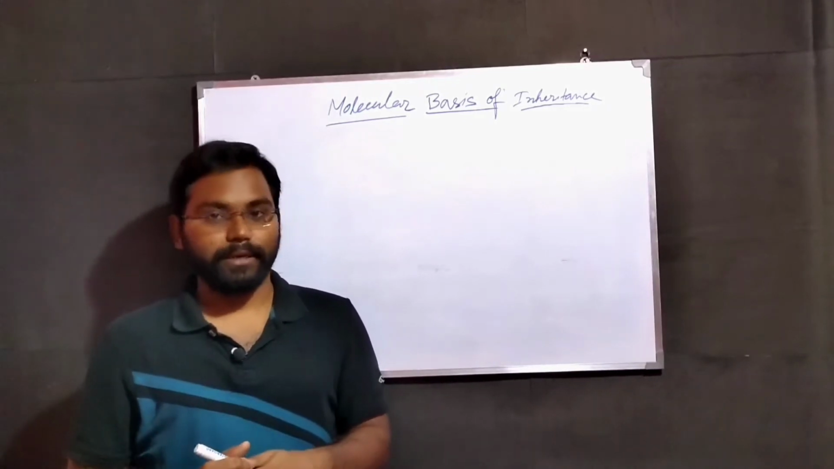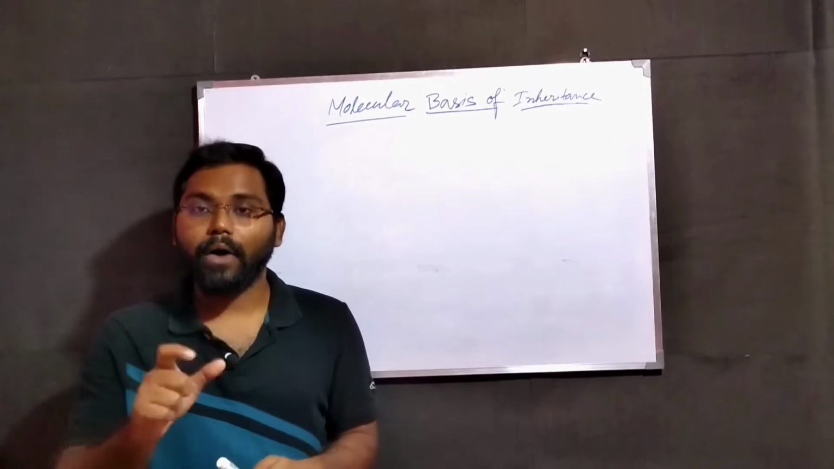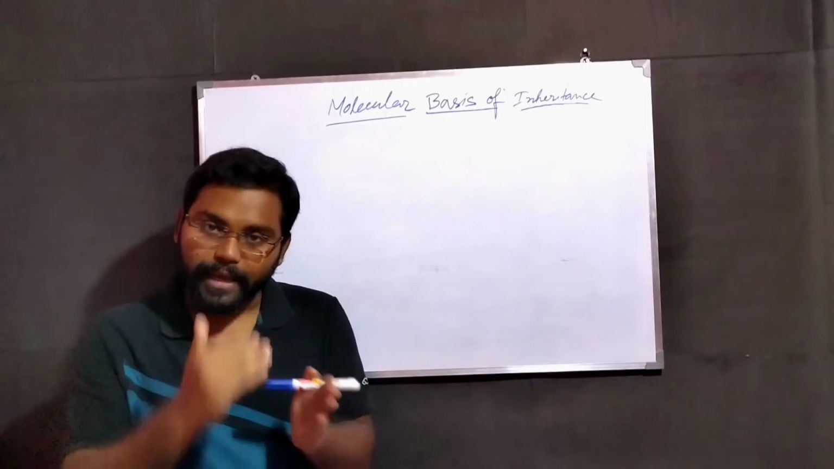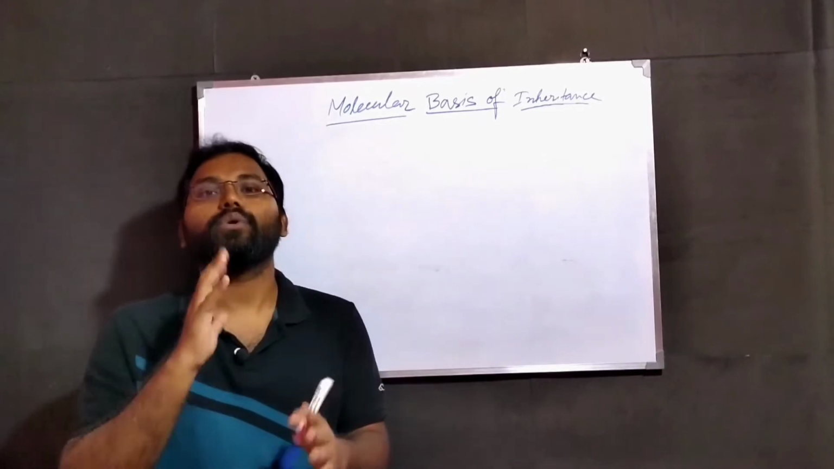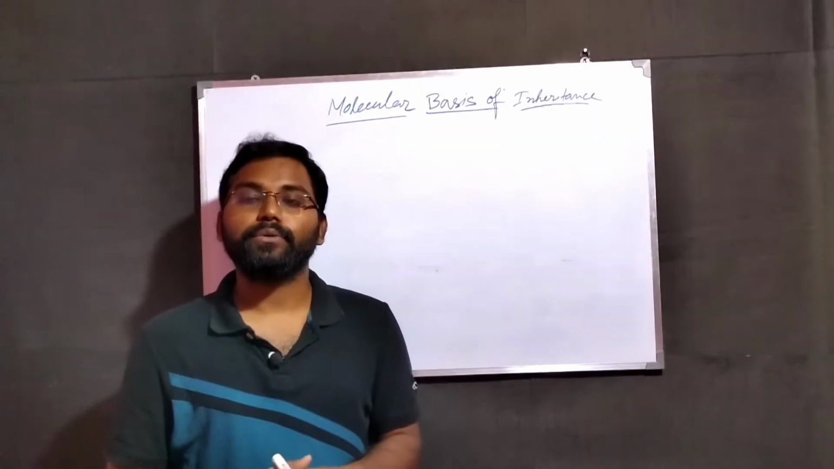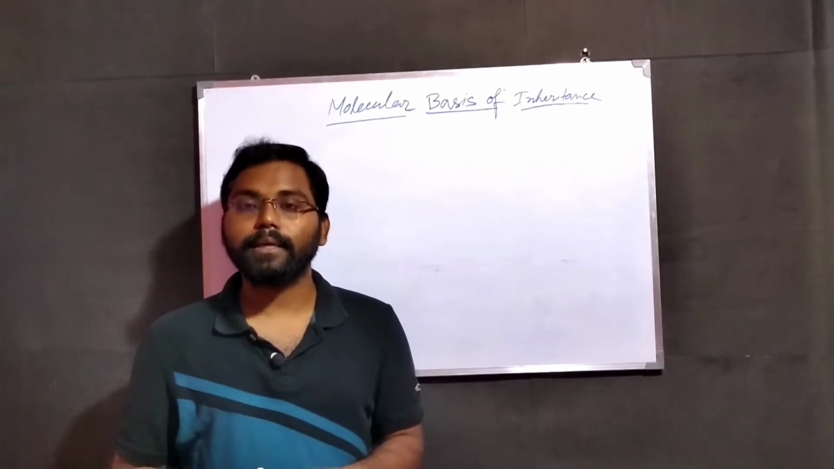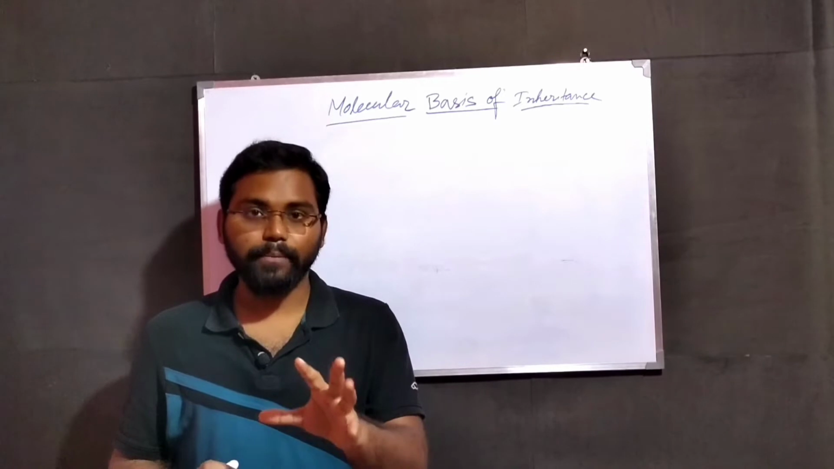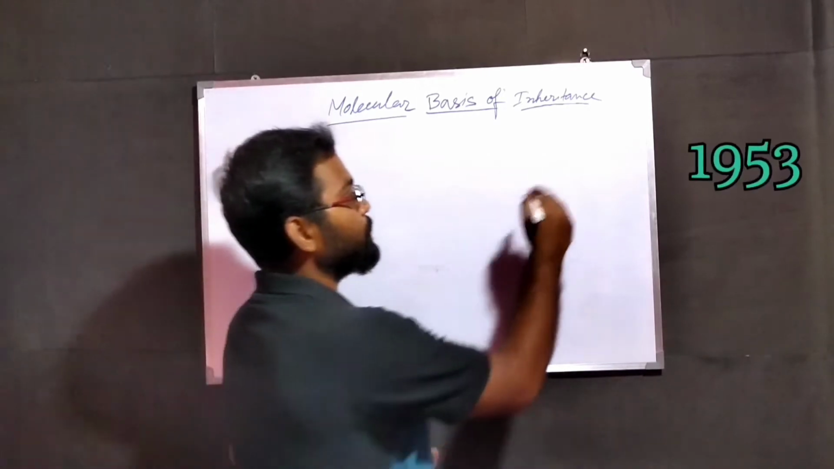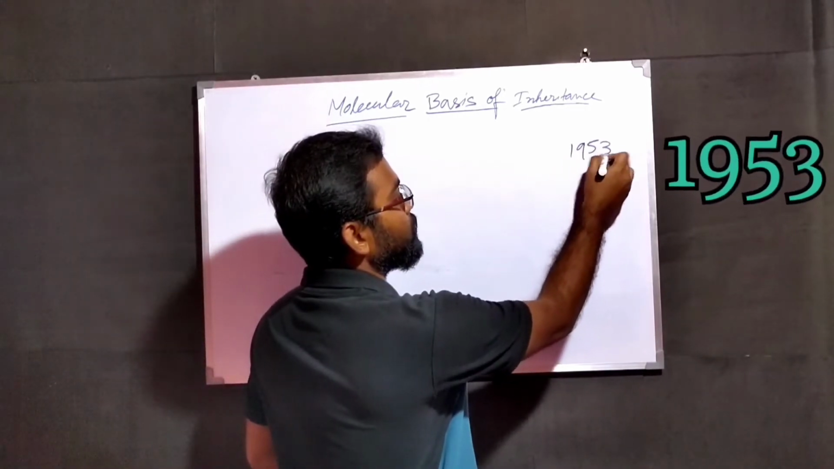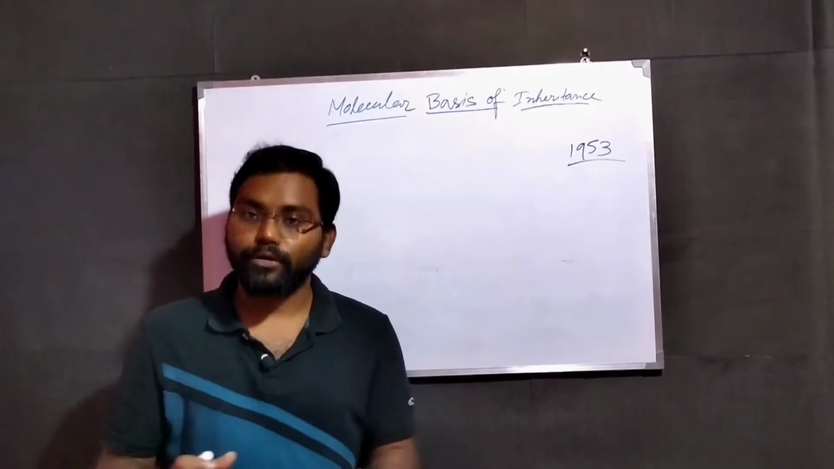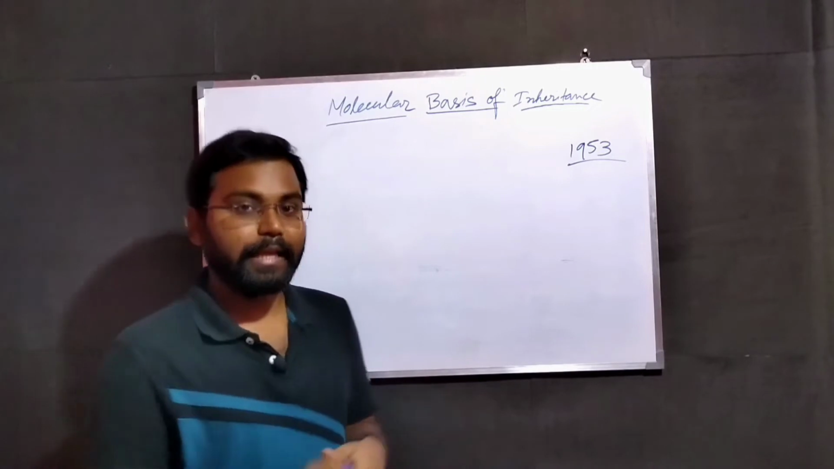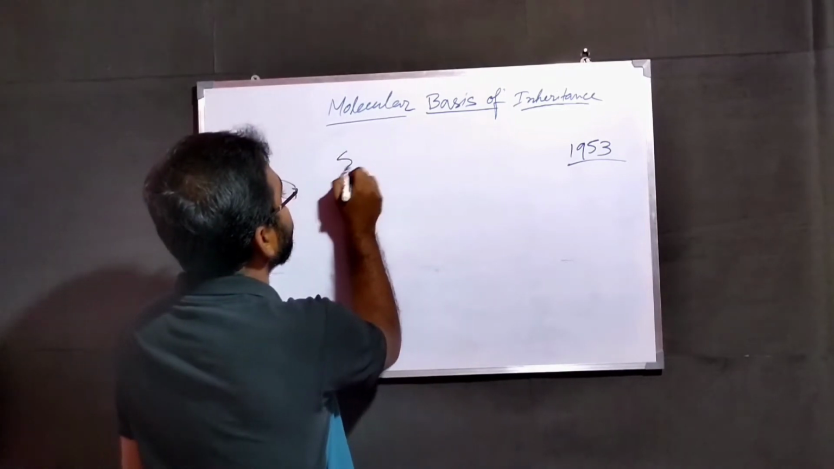In this particular class, we will discuss how DNA replicates. That means how DNA makes exact copies of itself. As we know, Watson and Crick proposed their DNA double helix model in 1953. They also proposed a model for DNA replication, that is the semi-conservative model.